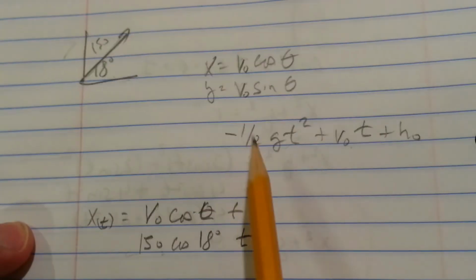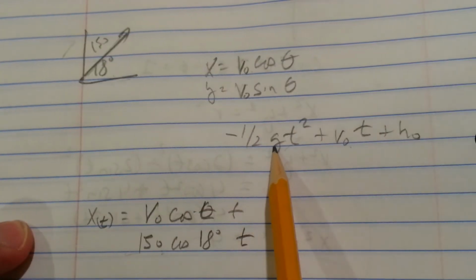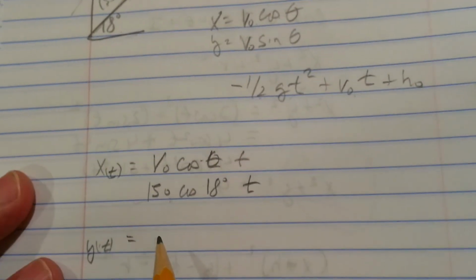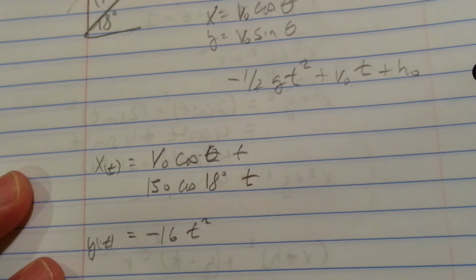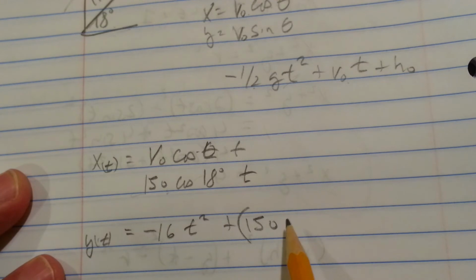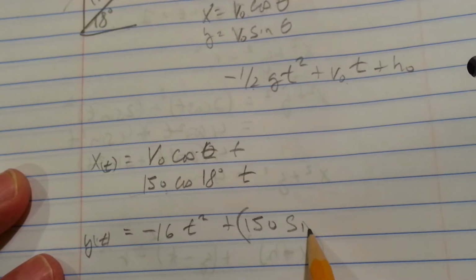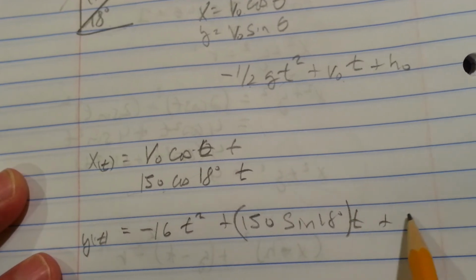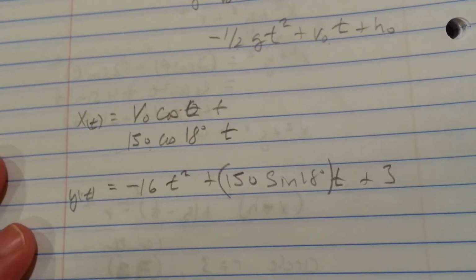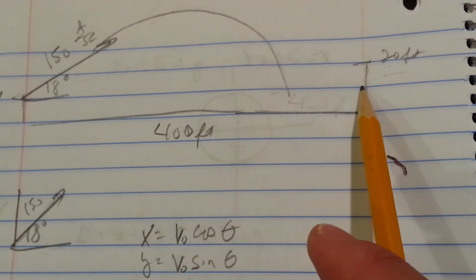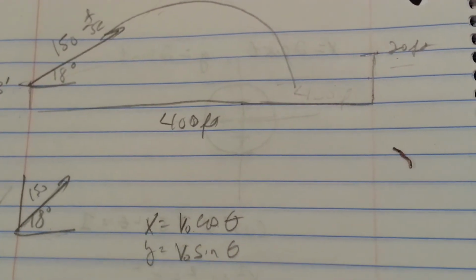So the negative 1/2, we're using the gravity, which is going to be not in meters, but 32 feet per second squared. So half of 32 is 16, and it's negative. So it's going to be negative 16t squared, plus the initial velocity 150 times sine of 18 degrees times t, plus the 3 feet, which is our initial height. And from here, we can use the calculator to see if we get a home run, or it hits the wall, or if it's catchable.